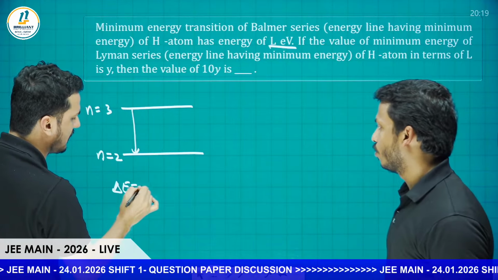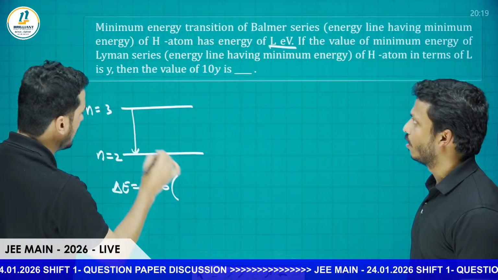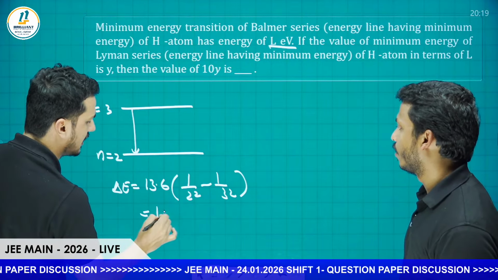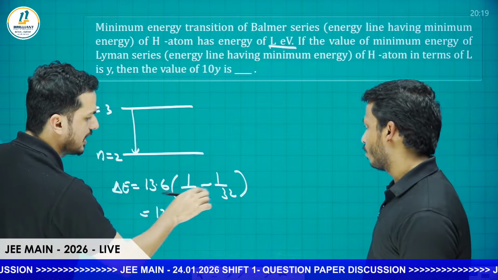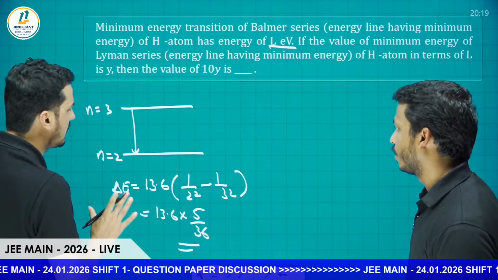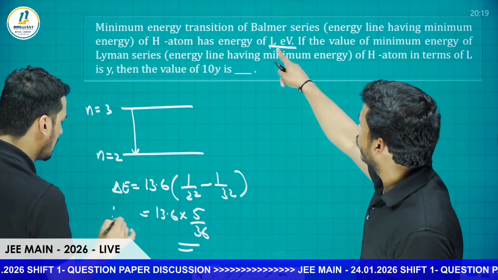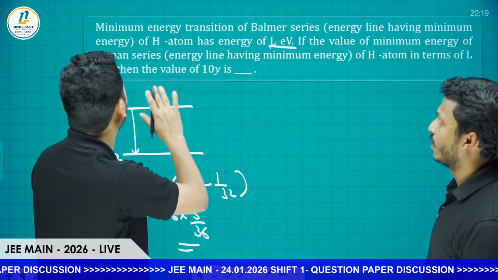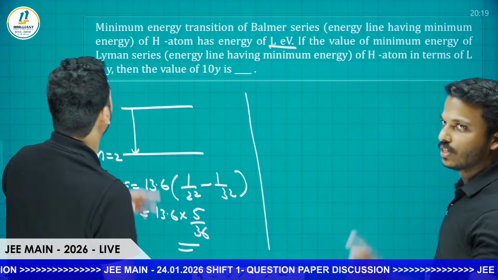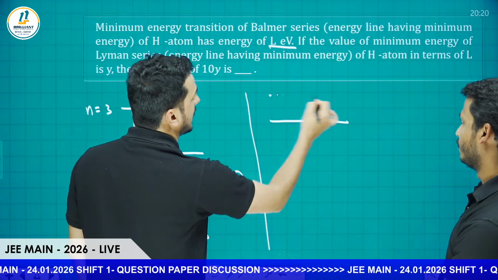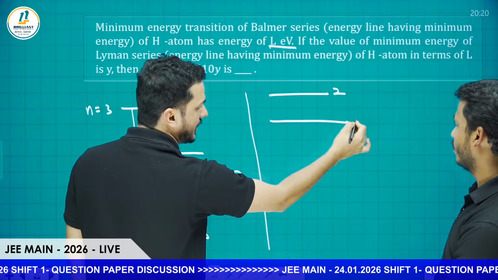So we can find delta E is equal to 13.6 into 1 by 2 square minus 1 by 3 square. So that's equal to 13.6 into 1 by 4 minus 1 by 9, 9 minus 4, means 5 by 36 will come. So that's the delta E for this one, equal to L electron volt. So now we have to write in terms of L. Lyman series is also next. In the case of Lyman series, the first transition is 2 to 1. They are asking minimum energy, so 2 to 1 has to come.